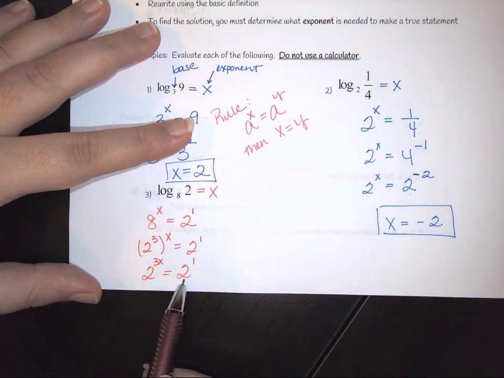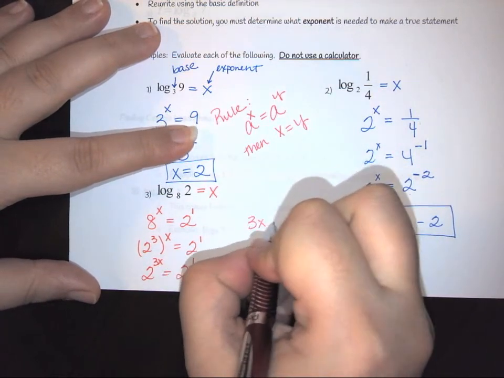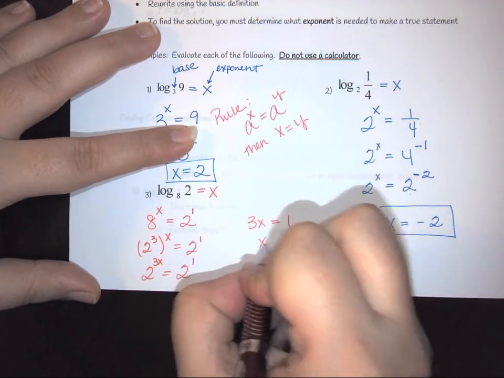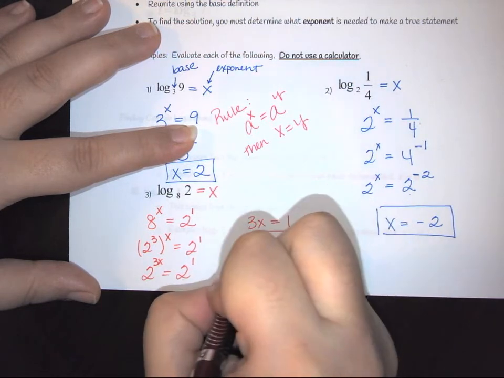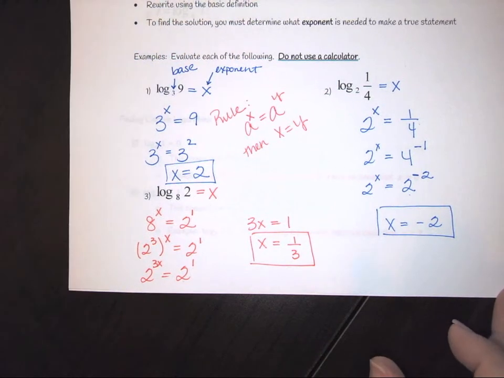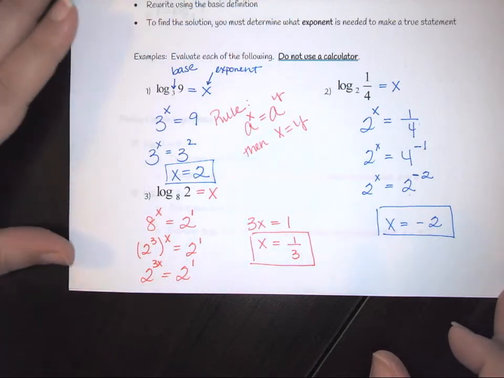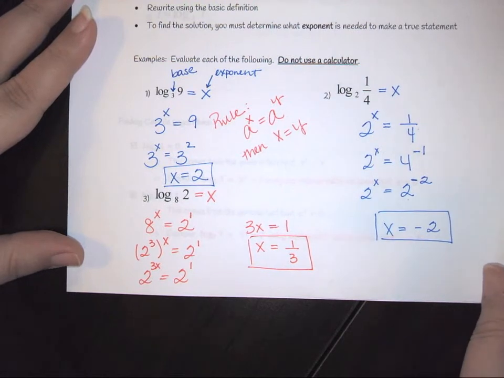Since my bases are the same, I can set my exponents equal. So I have that 3x is equal to 1, so x equals 1/3. And again, that's what I'm looking for. So in a nutshell, that is how you can evaluate your logs without using a calculator, applying your exponential rules.